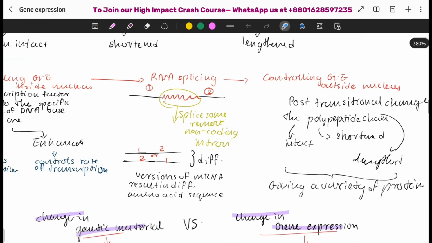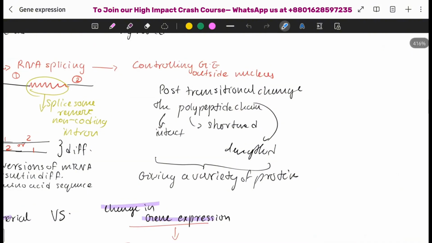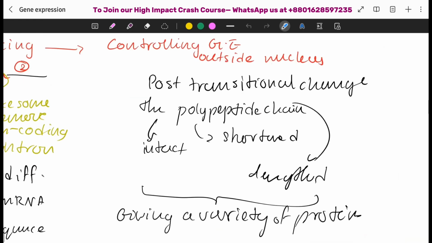And then after inside, gene expression will be controlled outside the nucleus. So the post-translational change of the polypeptide can be shortened, it can be lengthened. Sorry, not interact, intact. Why did I say interact? I don't know, but yeah, it will either stay intact or it can be shortened or it can be lengthened, and that will give a variety of proteins.